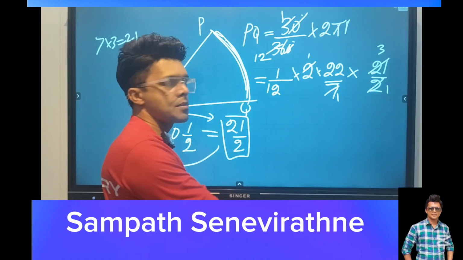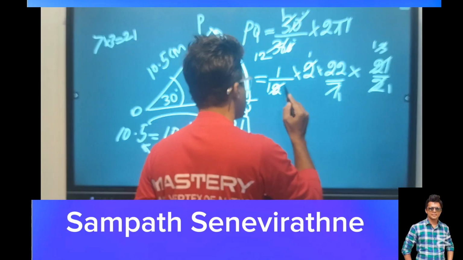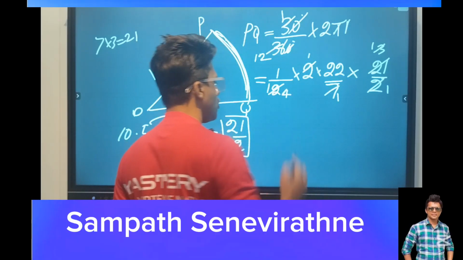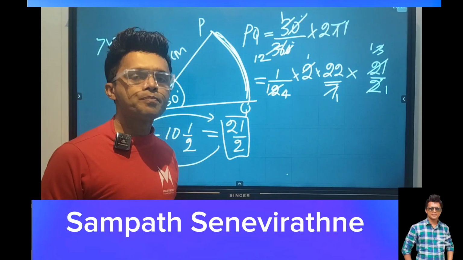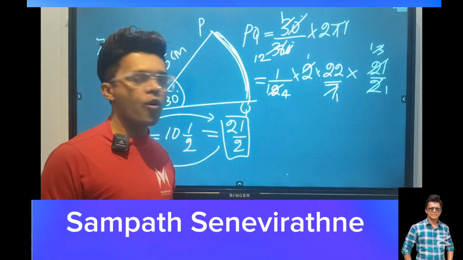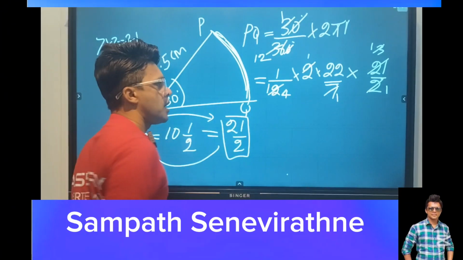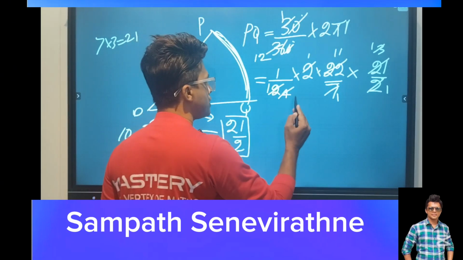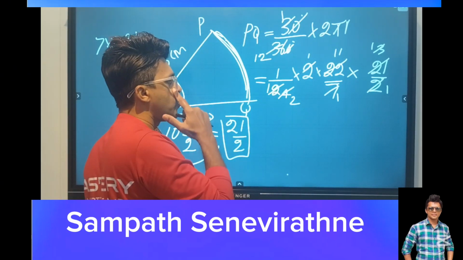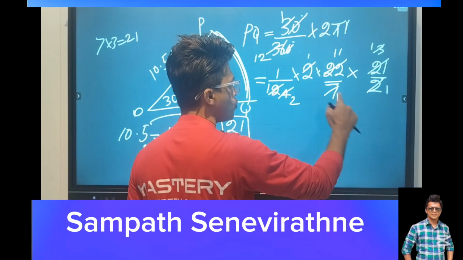This 3 again you could simplify with this 12. So 1 time and 4 times. What else? You could see this 22 and this 4 can be cancelled out. 22 is a multiple of 2. Therefore 11 times, and 4 divided by 2 is 2. So here 1, here 1, here 11, here 1, 2, 1, 1.